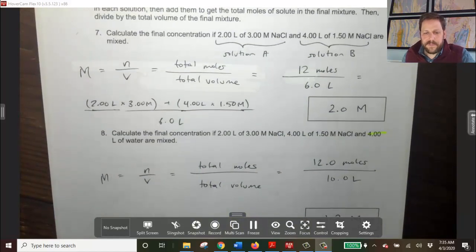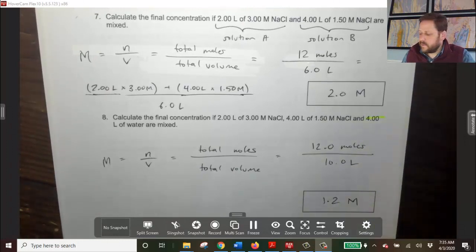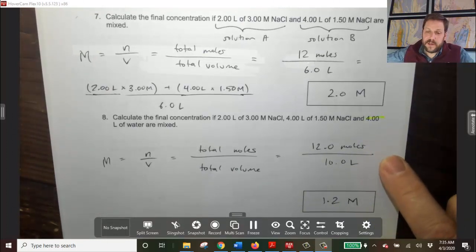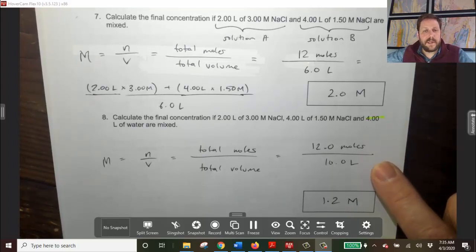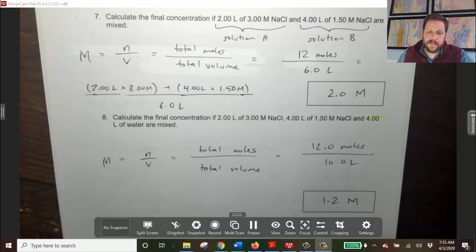In the last problem, we're asked, what if I had an additional 4 liters of water there? Of course, if we add water, it's not going to change the number of moles of solute that are present. That's still 12 moles. But we'll now have 10 liters of solution. So the concentration is 1.2 molar.